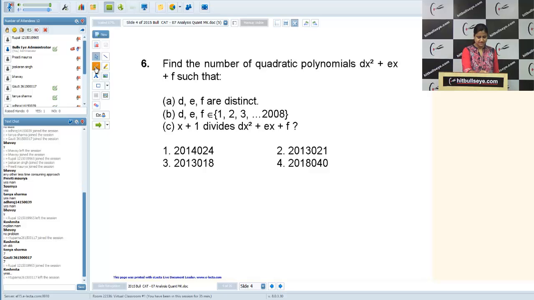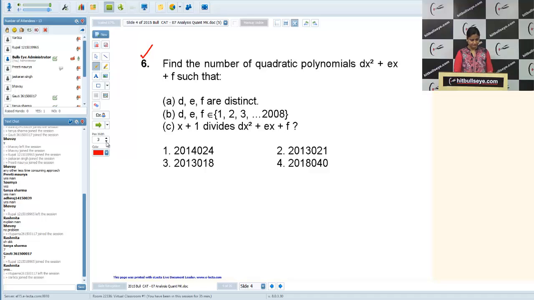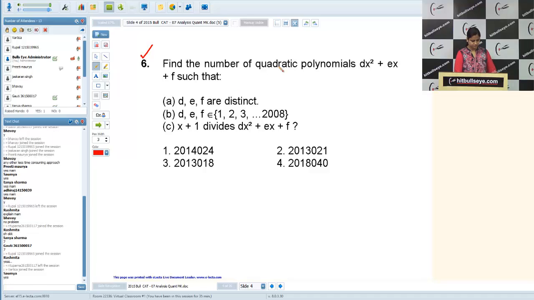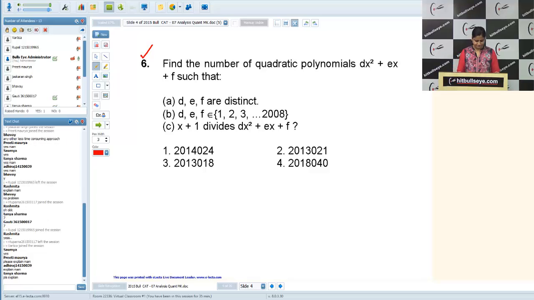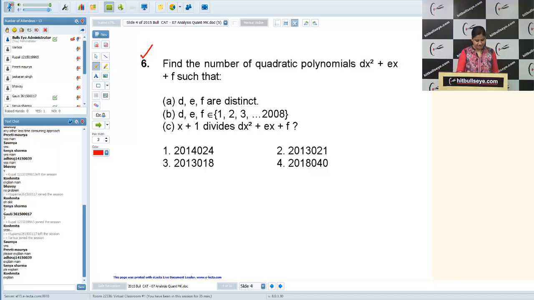Question number 6. Time consuming, difficult one. Any problem in this question, guys? Yes, Preeti, Rashmita, Tanya, yes, Adhiraj.